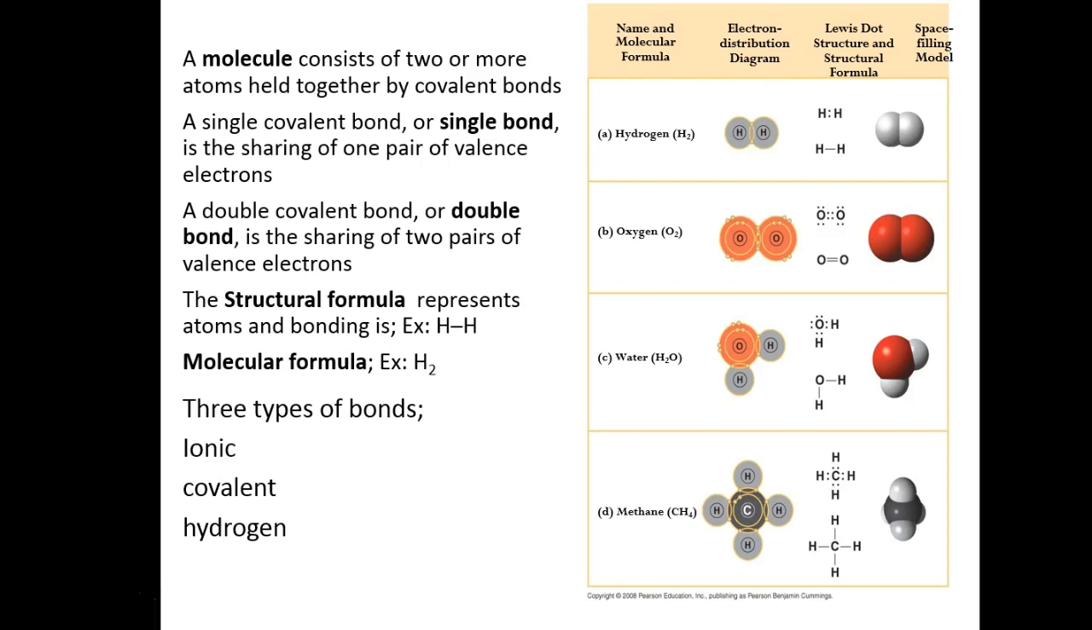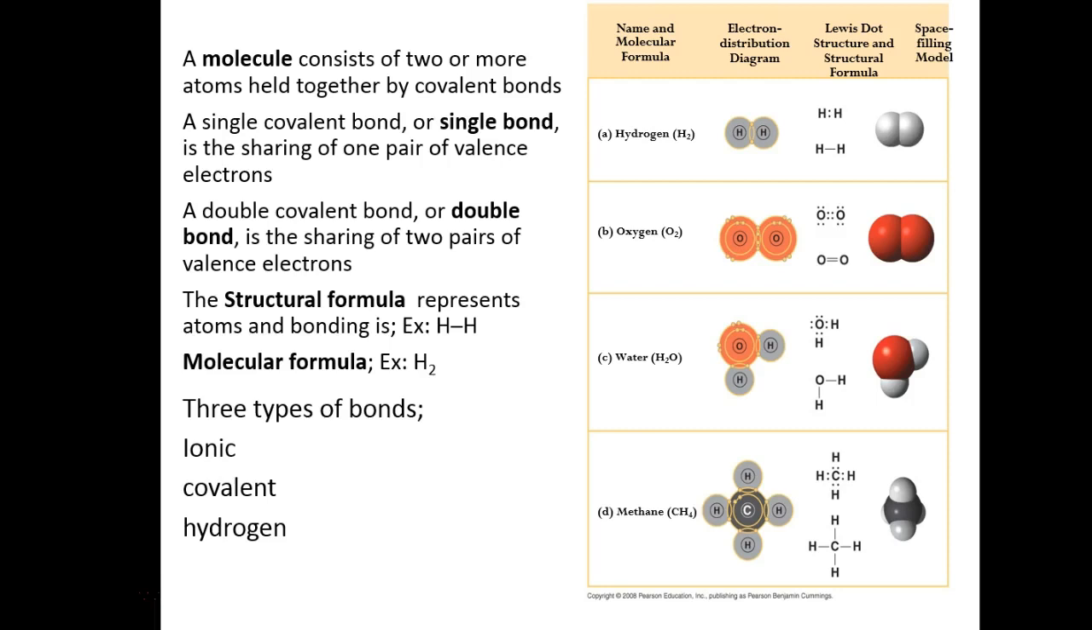In this image, you have your molecular formula first, which for hydrogen is H2, with a subscript. You have your diagram of the electron distribution, and then the third one over is your structural formula, showing how those bond. And the last one is your space filling, because these orbitals, these valence shells, have different spatial arrangements based on which element you're looking at.